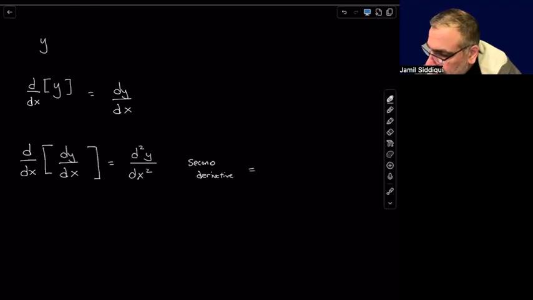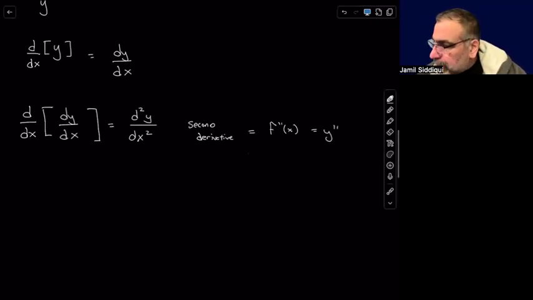By the way, again, compare and contrast, that is also equal to f double prime of x, which is also equal to y double prime. So those are all different ways to write the second derivative. Well, if Leibniz keeps rolling with this, what's he going to do next?